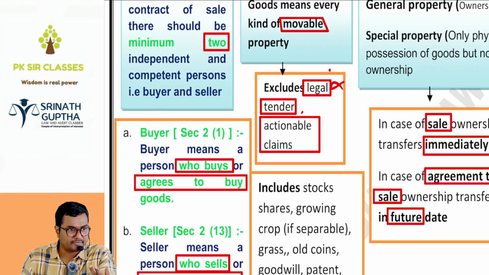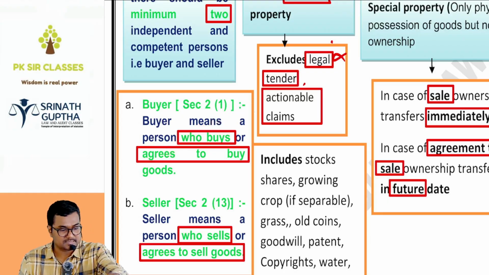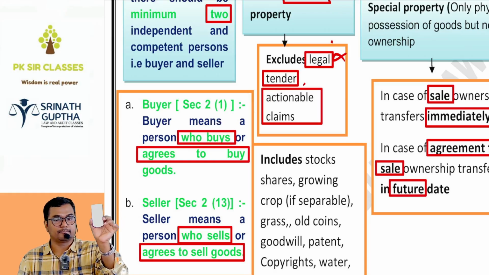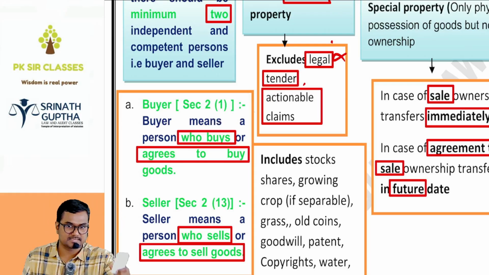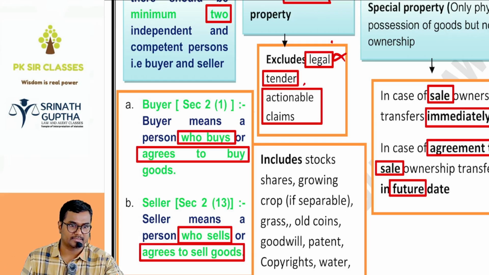Who is the buyer? Defined by Section 2(1). Buyer is a person who buys or agrees to buy the goods. Satvika said, Srinath sir, will you sell this remote to me? I said, yes, 100 rupees. She is giving 100, I am giving the remote. It's a sale. And Satvika said, sir, I like your bike. Can I purchase? I said, yes, 1 lakh. But Satvika said, I will use the bike for 10 days. After using it for 10 days, if I feel the bike is comfortable, if the mileage is more than 40, I will take the bike. I said, okay.